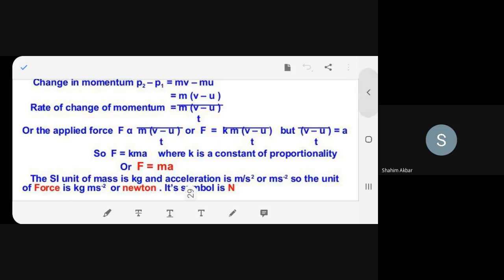No problem. Now, this much have you understood? Rate of change of momentum. Yes, ma'am. m(v minus u) upon t you have understood, right? Now, force is directly proportional to m(v minus u) upon t. This much you are okay? This is what we had started with, that force is directly proportional to the rate of change of momentum. Yes or no?